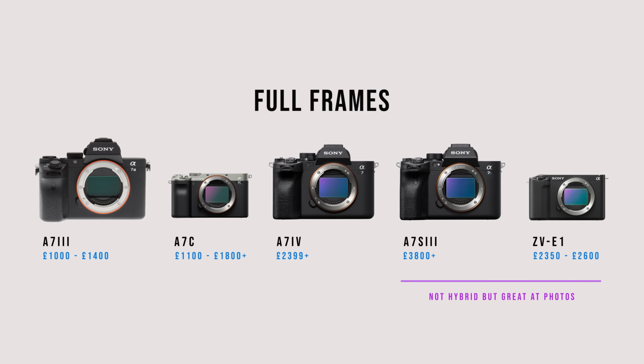For those of you who are going to dive straight into the latest and greatest, and money and budget isn't really a thing for you, then I would go with any of the hybrid full-frame camera bodies from Sony, and that's going to be your A7 III, A7C, which is a compact version of that, A7 IV, A7S III, and the ZV-E1. Those are going to be your full-frame hybrid shooters, which means they're going to be great at both photos and videos, and they're going to have all the bells and whistles because they are considered professional cameras.